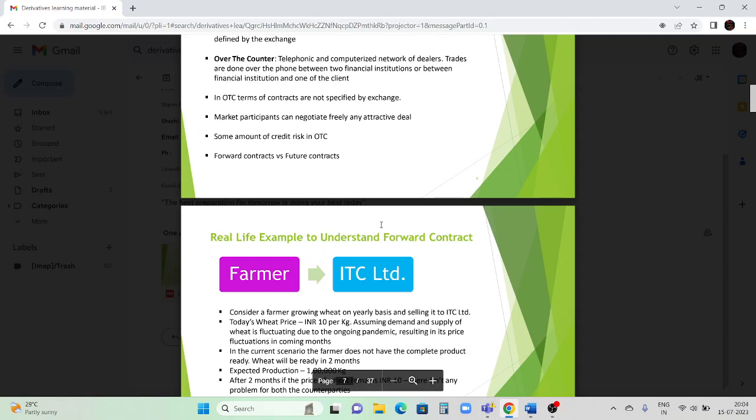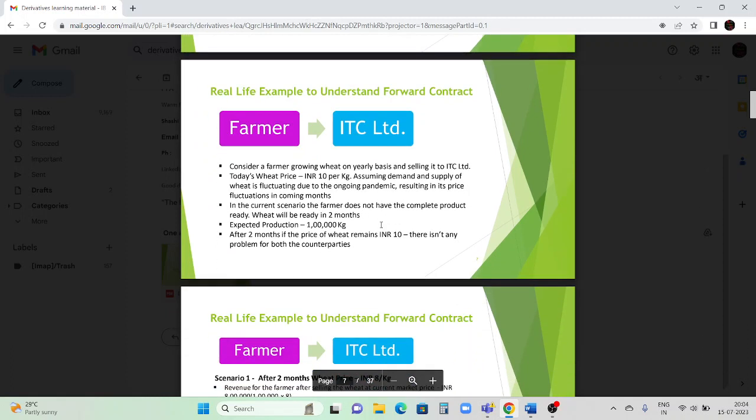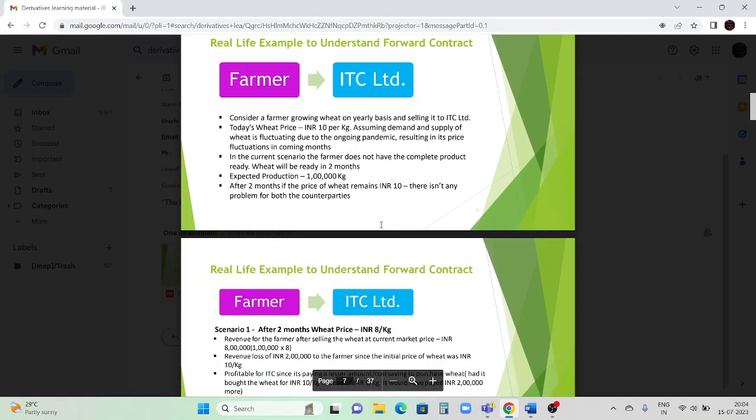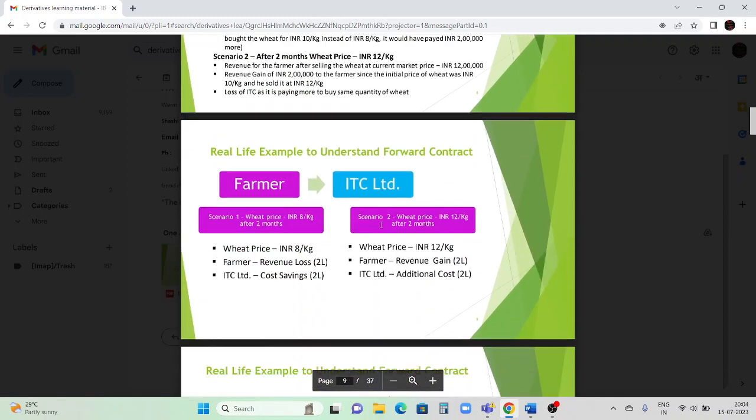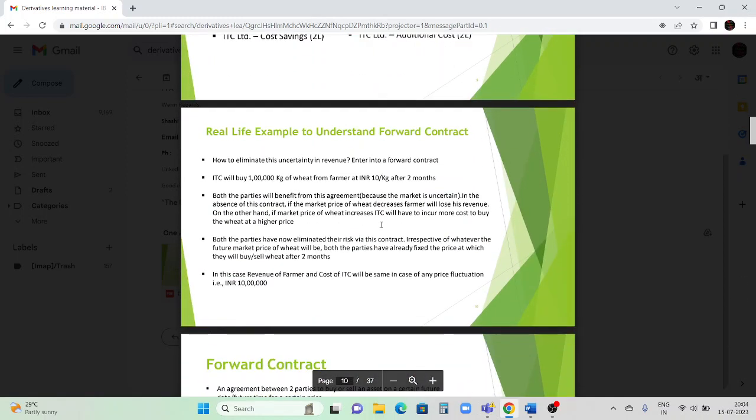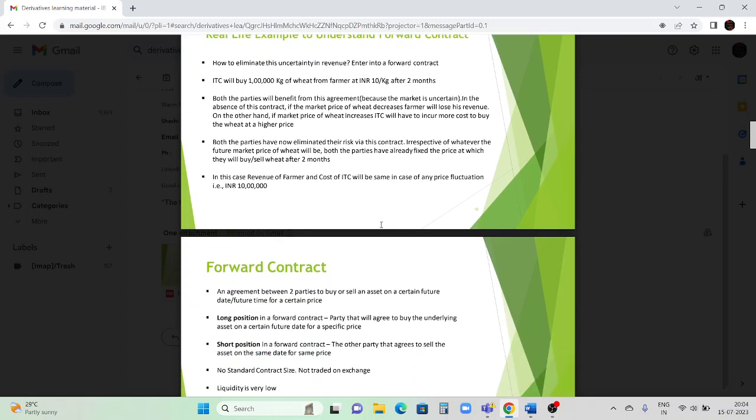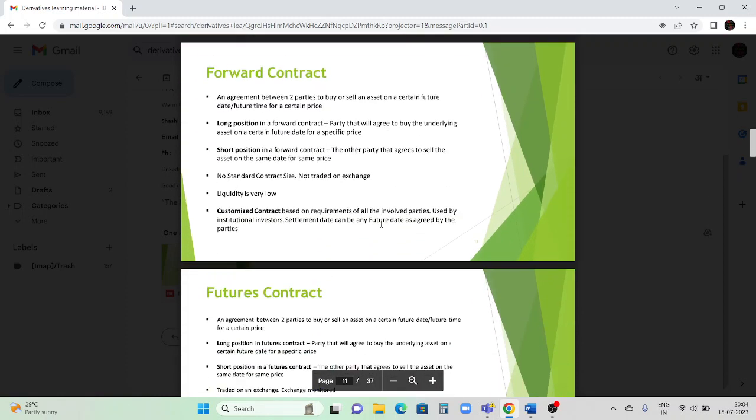Forward contracts versus future contracts. Some examples are given here on how a forward contract works, and you will get clarity if you view this information. Later, they have mentioned a real life example to understand forward contracts. A forward contract is an agreement between two parties to buy or sell an asset on a certain future date or future time for a certain price.